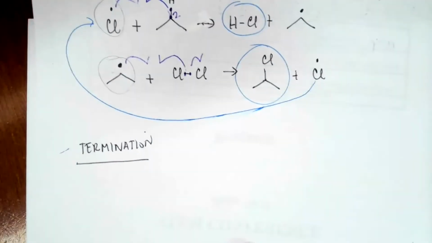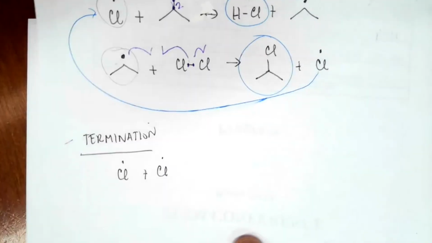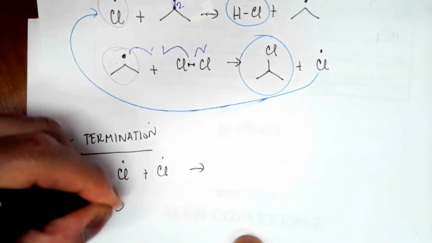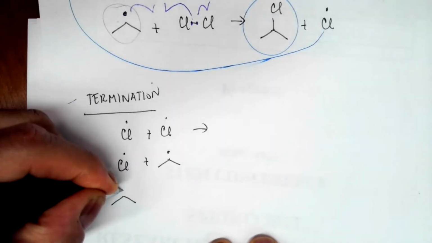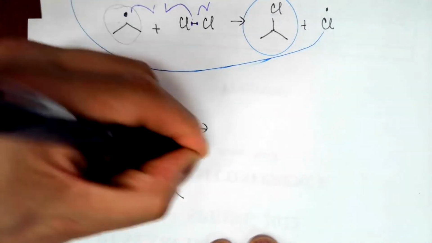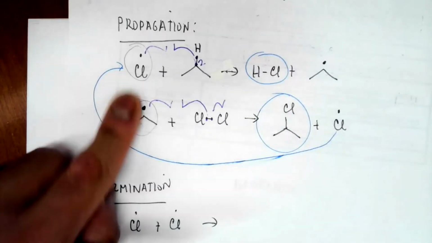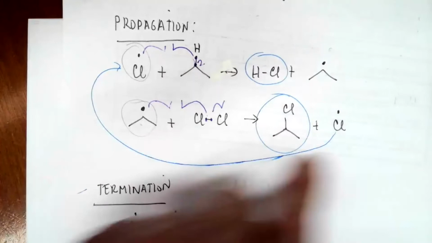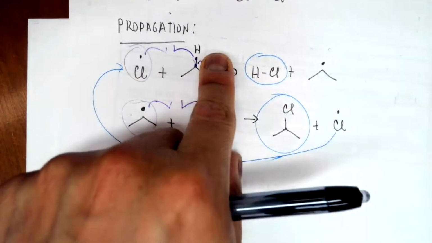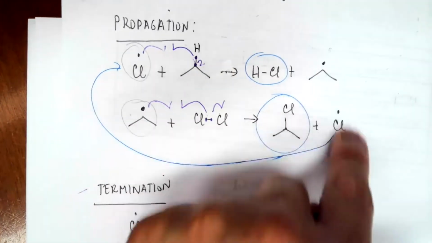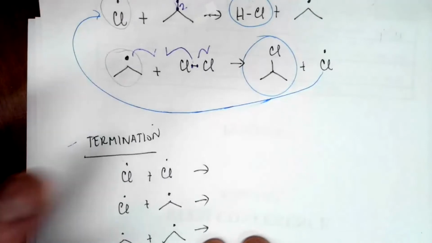So what do you mean by matching them? So Cl radical plus another Cl radical. Cl radical plus this radical. And this radical plus itself. Okay, you see? All these are my only radicals that I have in my entire reaction, in my propagation. These are my only 4 radicals, but really 2. So I will just match them.